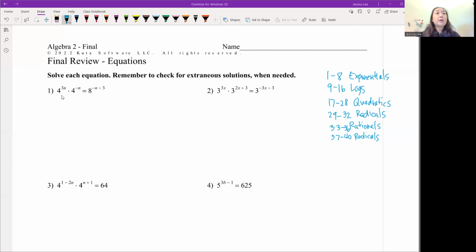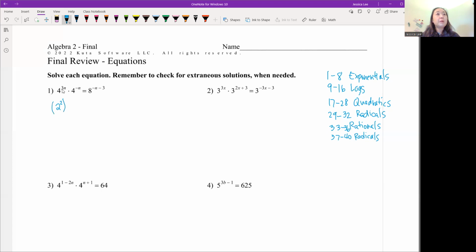All right, so number one, we have definitely an exponential equation. Notice we have exponents on both sides. The bases are 4 and 8, and I know those are both powers of 2, so I'm going to change everything to a common base of 2. So 4 becomes 2 to the 2 power, because 2 to the 2 power is 4.